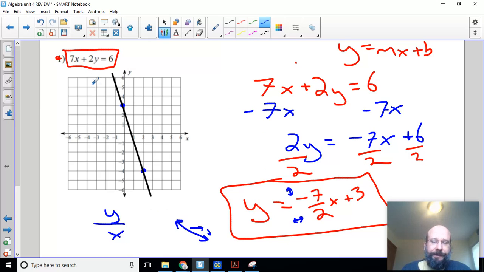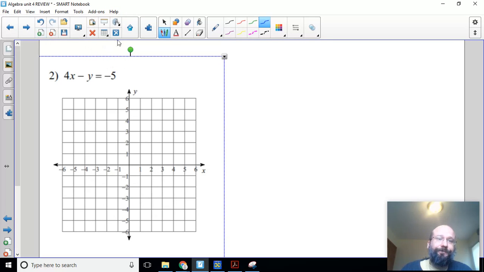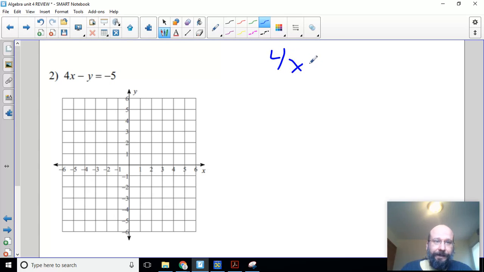I'll do one more of these because, again, I have a video on converting standard to slope intercept, and I have a separate video on how to graph lines. All we're doing here is putting them together. So if I was to take this, the first thing I need you to do is change it to slope intercept. So I'm going to move the 4x over by subtracting 4x.